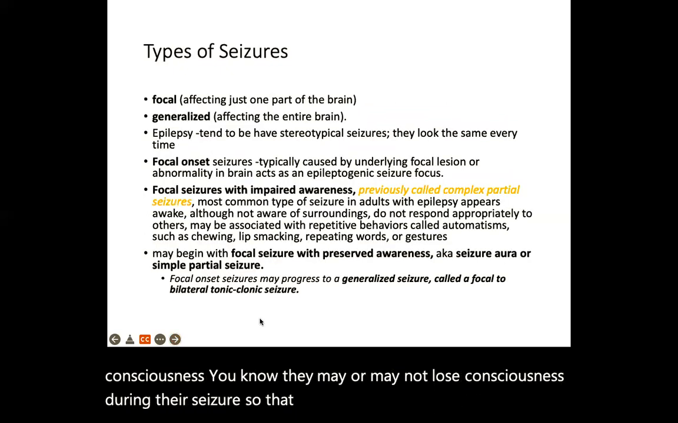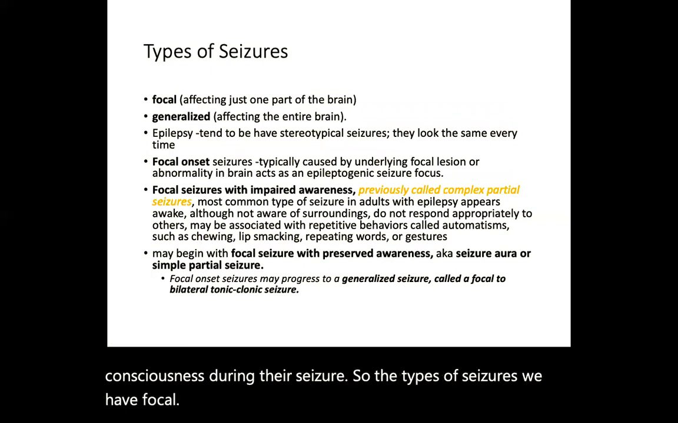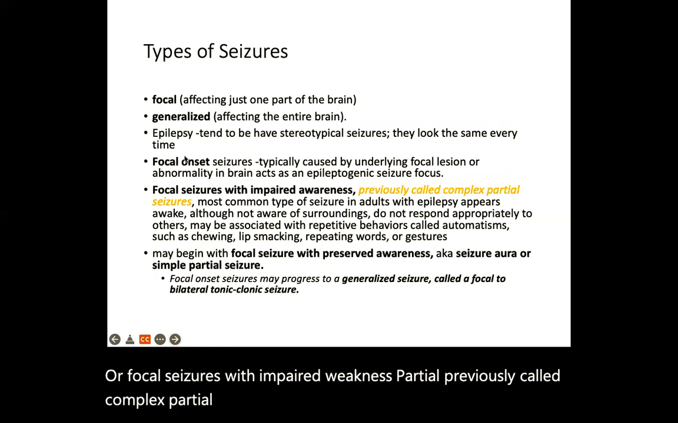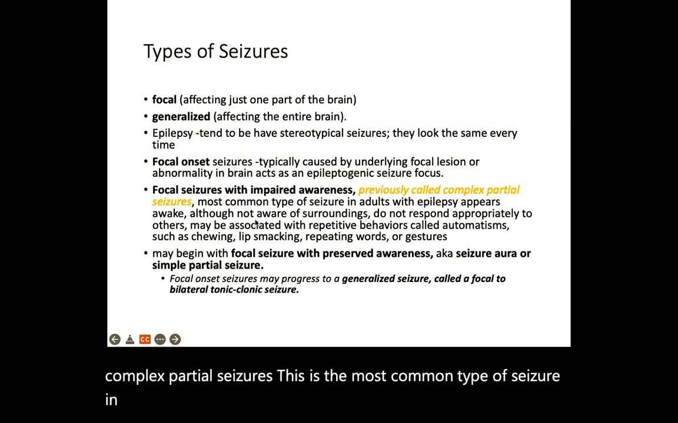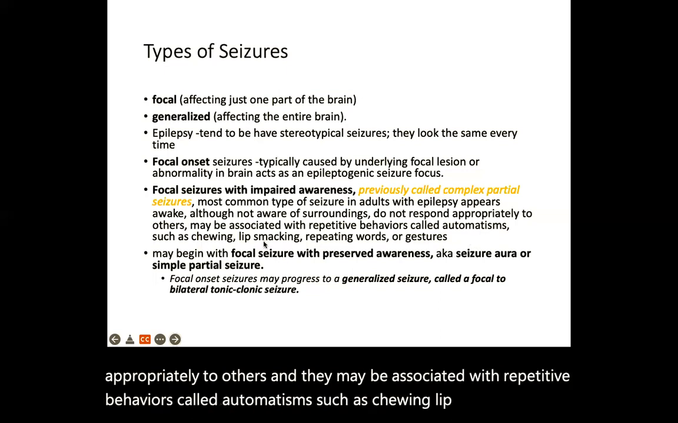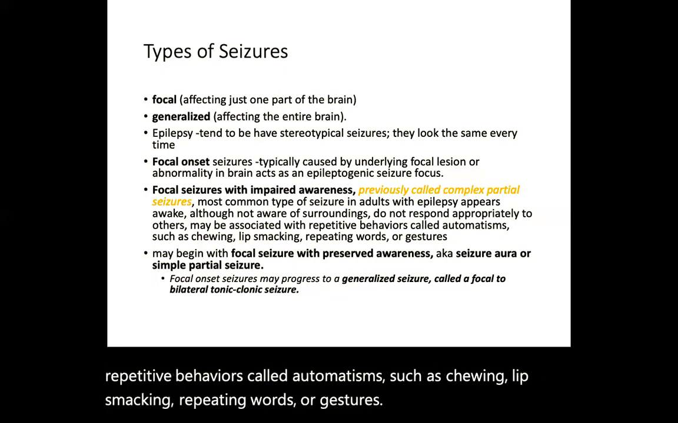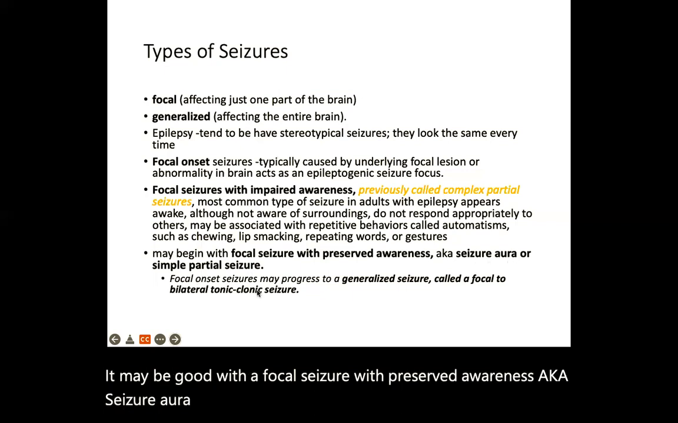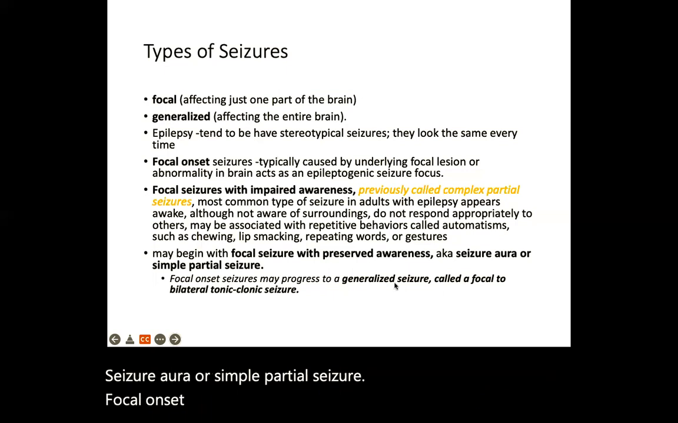So the types of seizures: we have focal and generalized epilepsy. Focal onset, or focal seizures with impaired awareness, were previously called complex partial seizures. This is the most common type of seizure in adults with epilepsy, and they usually appear awake, although they're not aware of their surroundings. They do not respond appropriately to others, and they may be associated with repetitive behavior called automatisms, such as chewing, lip smacking, repeating words, or gestures. It may begin with a focal seizure with preserved awareness, aka a seizure aura or simple partial seizure. Focal onset seizures may progress to a generalized seizure called a focal to bilateral tonic-clonic seizure.